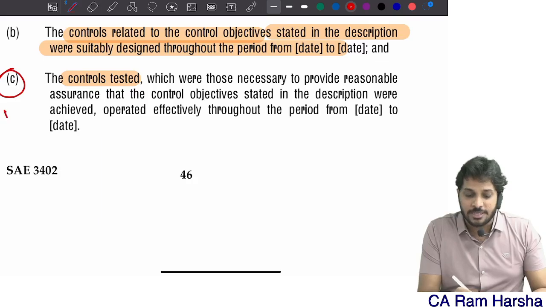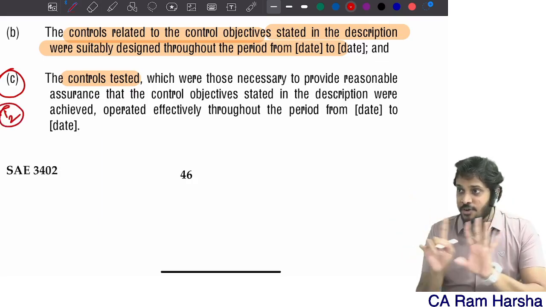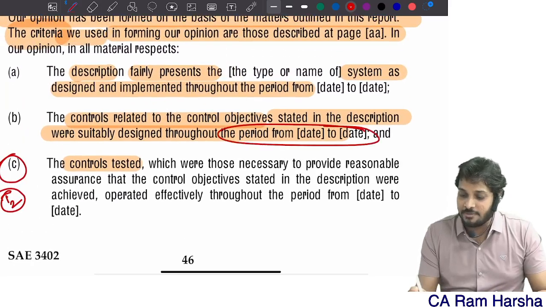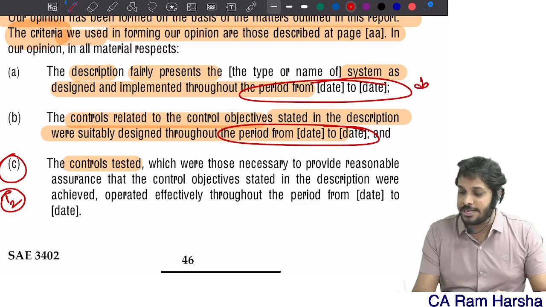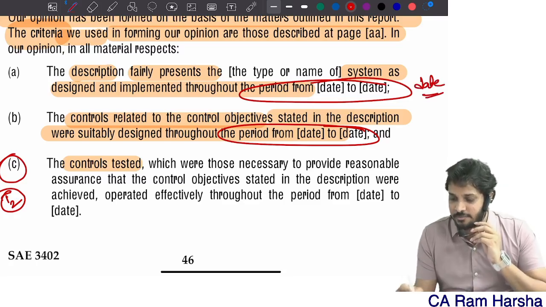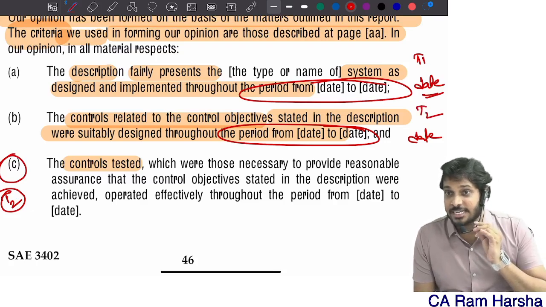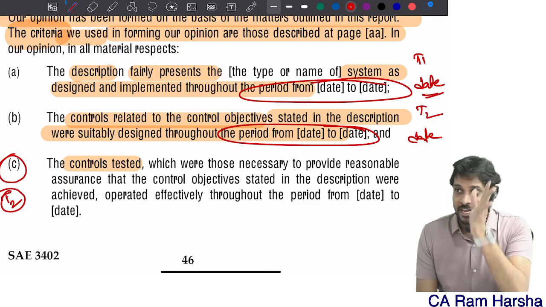This third point will be there in type 2 report only. In type 1 report, third point will not be there. Further, in type 2 report only, the period will be there. In the type 1 report only, date will be there, as on a particular date. Remember, in type 1 report, it is only on a particular date, whereas in a type 2 report, it is for a particular period.